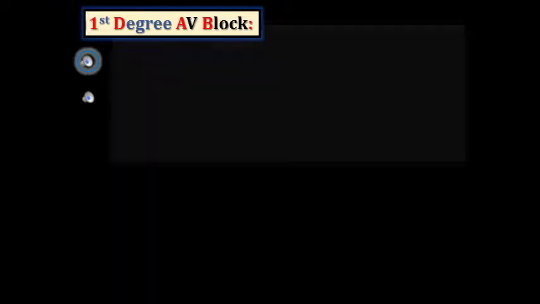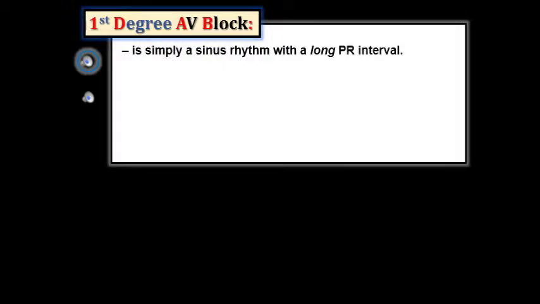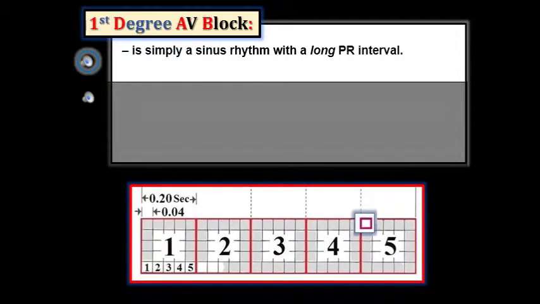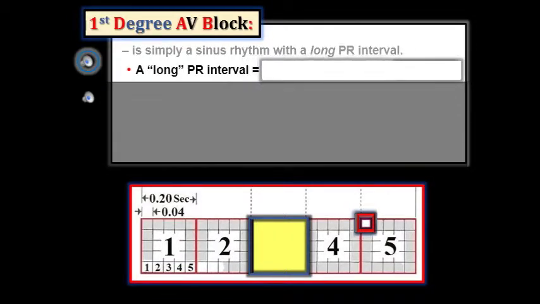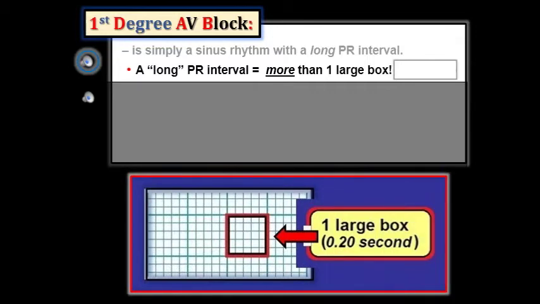Let's start with the mildest form of AV block, which is first degree. This is simply a sinus rhythm with a long PR interval. Remember that with ECG grid paper, each small box takes 0.04 seconds to record, and each large box, which contains 5 small boxes, takes 0.04 times 5, or 0.20 second, which is 1/5 of a second, to record. Therefore, a long PR interval can be easily determined by seeing if it takes more than one large box, or more than 0.20 second, to record.